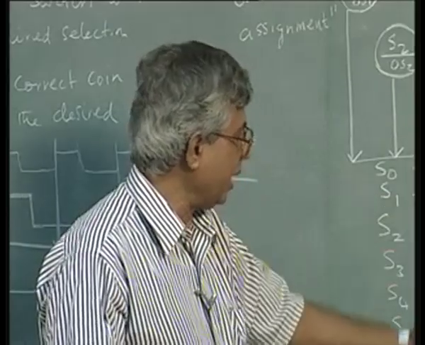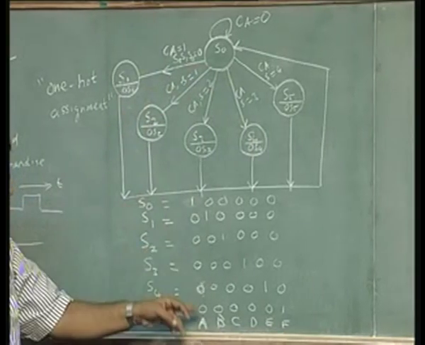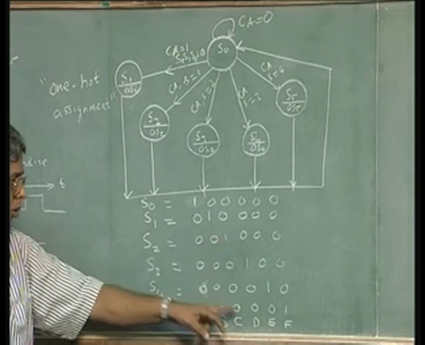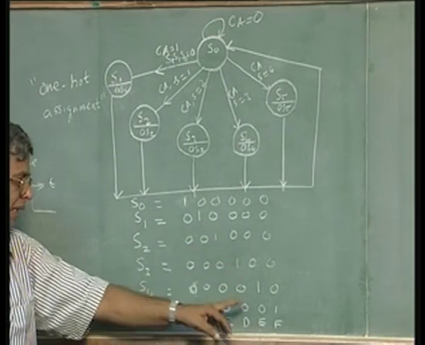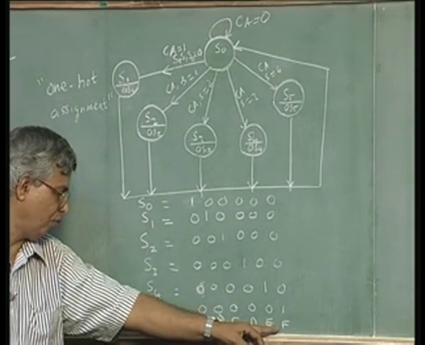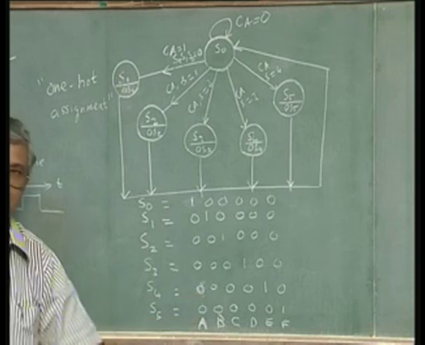If the flip-flop A is active, you know it is in state 0. Flip-flop B is active, you know it is S1. C is active, you know it is S2. D is active, you know it is S3. If E is active, you know it is in S4. If F is active, you know it is in S5.